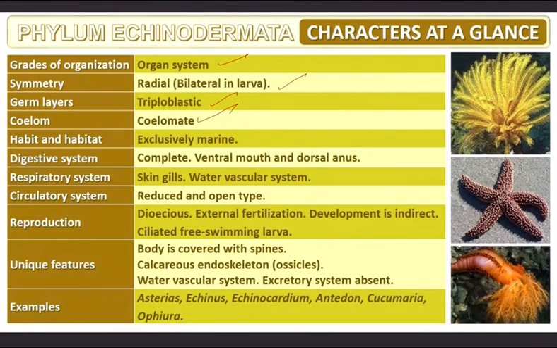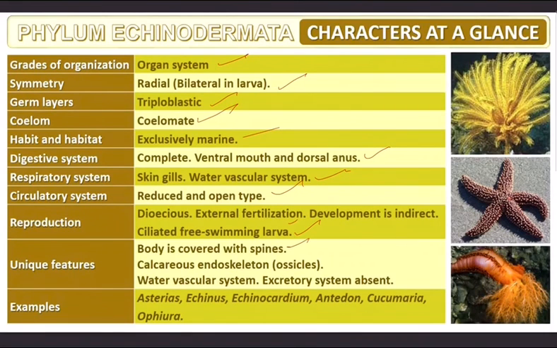So to conclude, at a glance, what are the special characteristics? Grade of organization is organ system, radial symmetry, but the larva is bilateral. Three layers are there: ectoderm, mesoderm, endoderm, so triploblastic. True body cavity is there, so true coelomates. They are exclusively marine, they are found in the sea. The digestive system is complete: ventral mouth and dorsal anus.